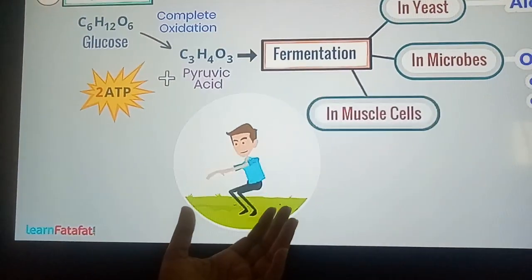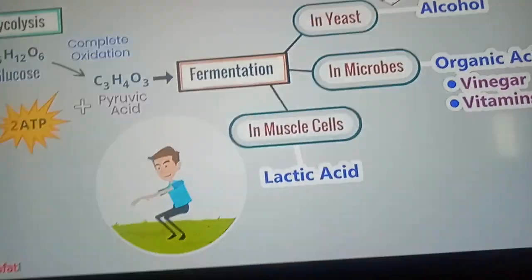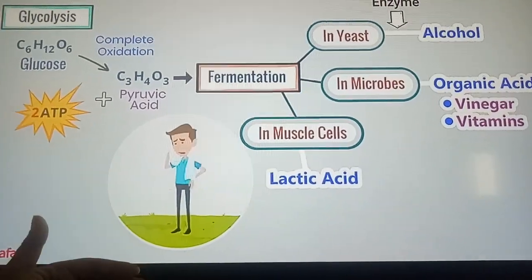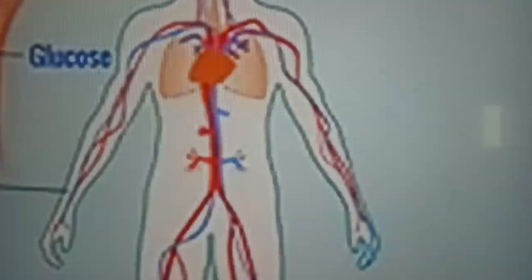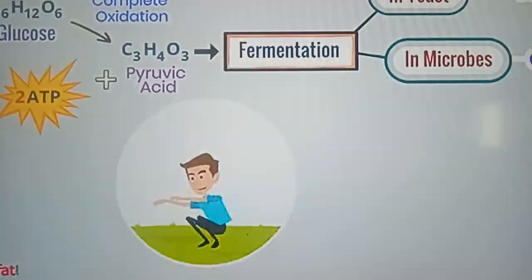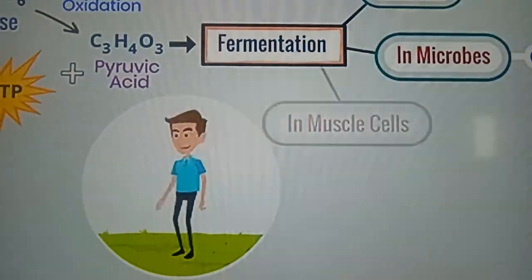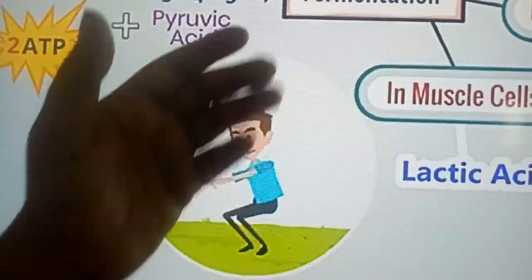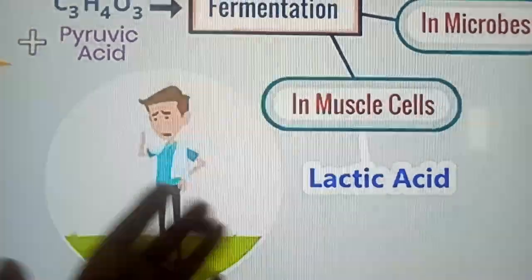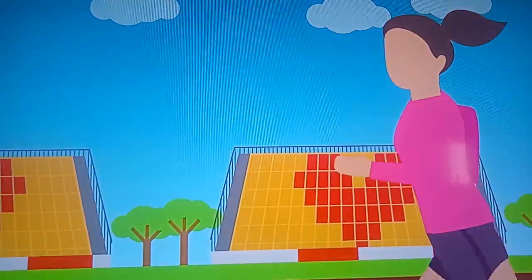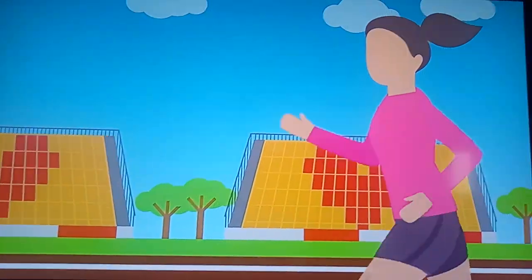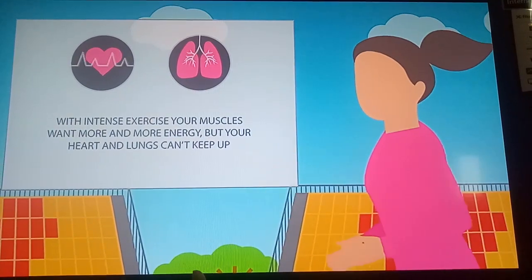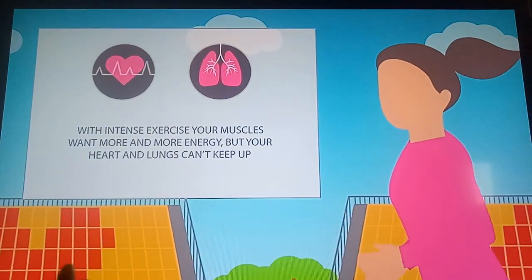Now even in our body, in our muscle cells, I told you, oxygen is not necessarily supplied every time. When insufficient oxygen is there, for example when you do a lot of exercise, you get tired because of lactic acid. When we exercise and get tired, it is because in our muscle cells there is insufficient oxygen, and at that time fermentation takes place and the pyruvic acid is converted to lactic acid. So when you're doing very intense work, suppose exercise, the body cannot get enough oxygen.